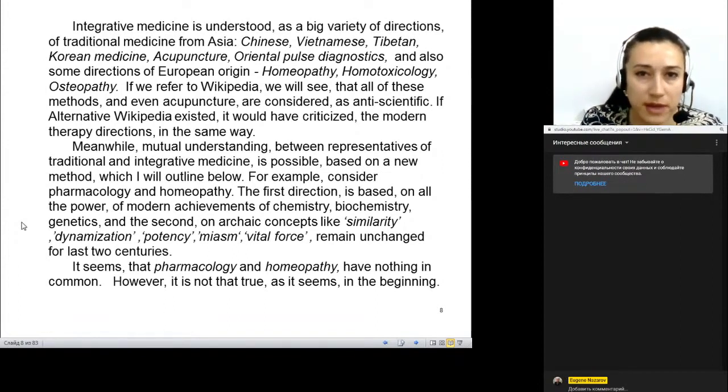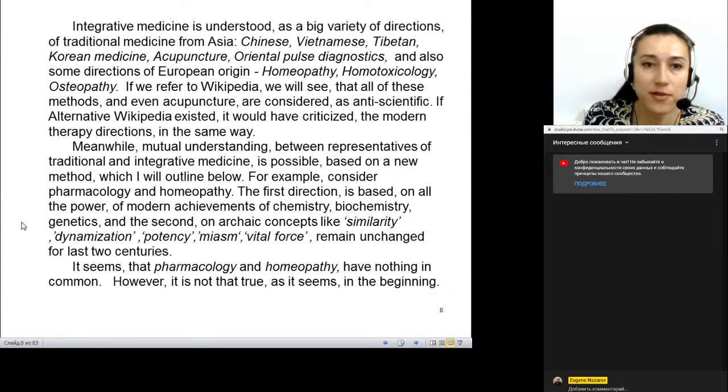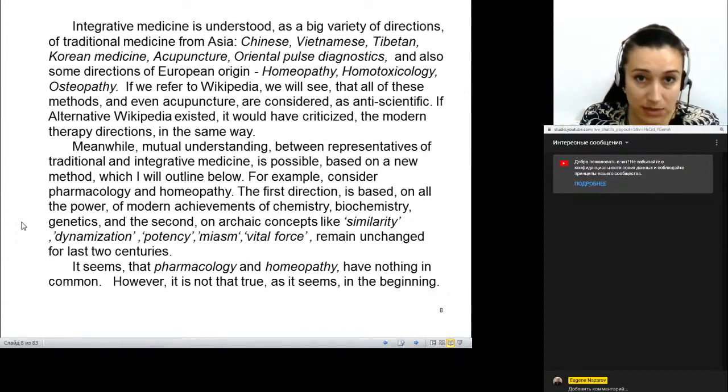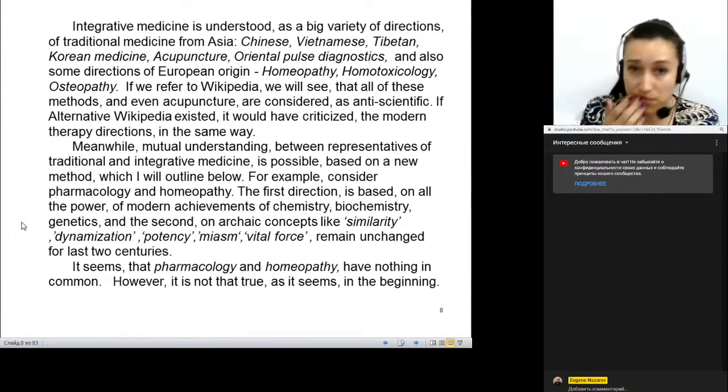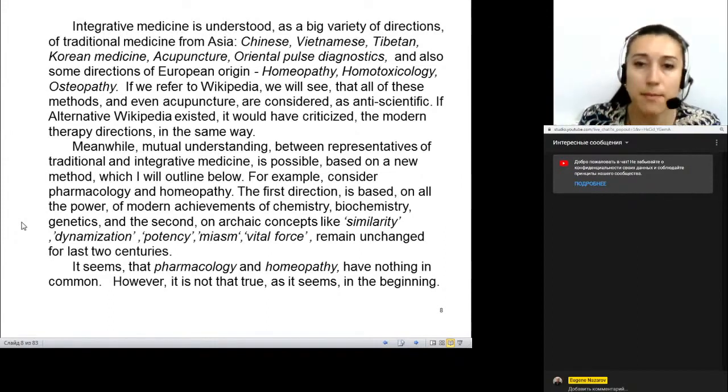If we refer to Wikipedia, we will see that all of these methods, and even acupuncture, are considered anti-scientific. If an alternative Wikipedia existed, we would have criticized the modern therapy direction in the same way. Meanwhile, mutual understanding between representatives of traditional and integrative medicine is possible based on new methods which I will outline below. For example, consider pharmacology and homeopathy.